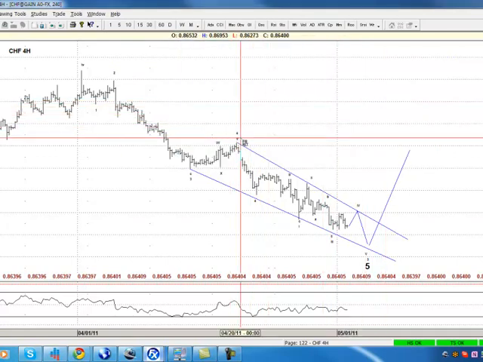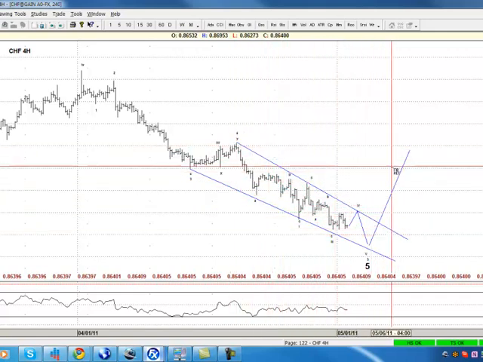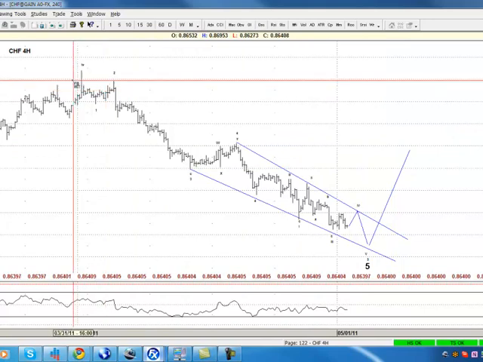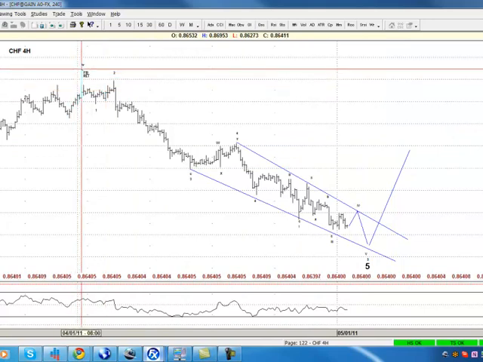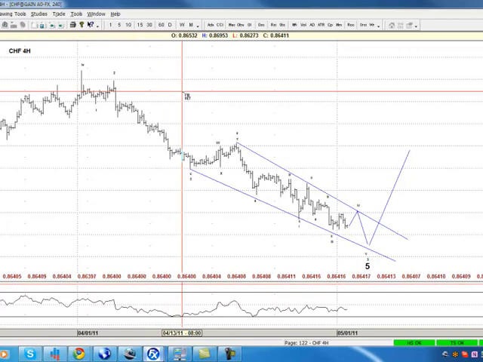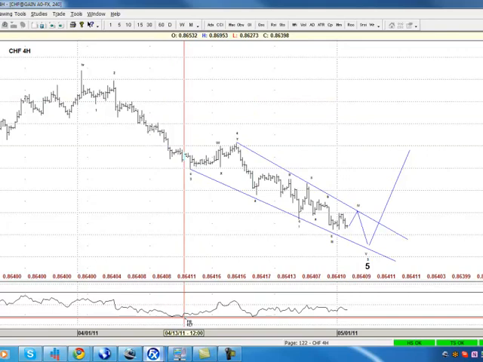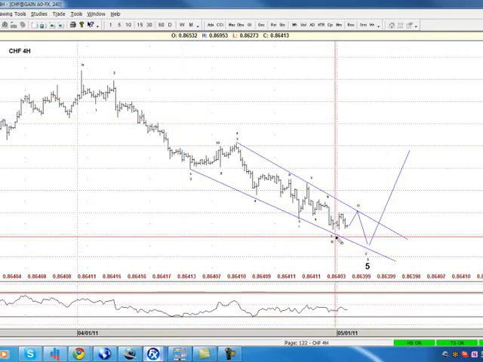Now, from here, all we have is three waves. The way that we look at it, if we look at the RSI, we see that from here, the lowest read is right here at 19.58, because this one was 20. So this is the end of wave three right here, the lowest read of wave three, the biggest momentum.